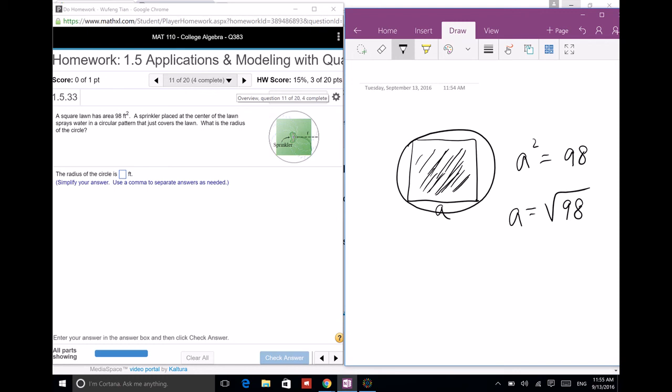He asks you for the radius of the circle. So basically, if you take the square out, it gives you the side. This is the square root of 98. Okay.